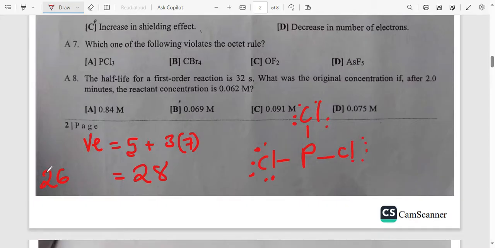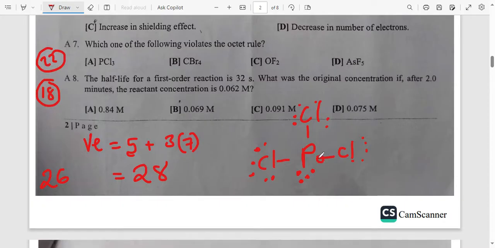So of the 22, I've removed 6 plus 6 plus 6, that is 18. So 18 from 22, how many are we remaining with? We are remaining with 4 electrons. Those 4 electrons, where are they going to be? They are going to be on phosphorus. As this balances the octet, let's look at phosphorus.